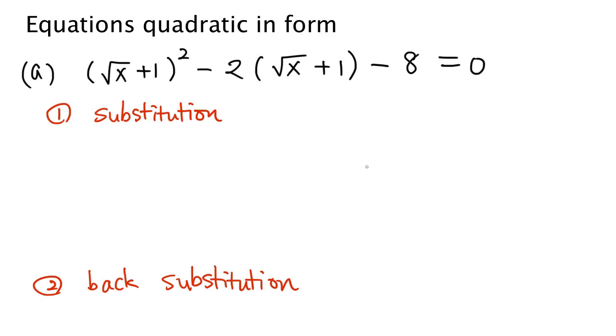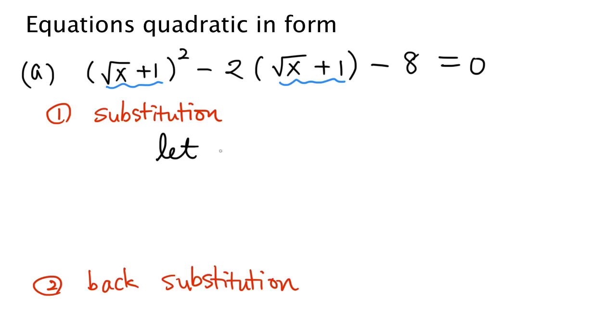In this video, I'm going to show you how to use the substitution method to solve some types of equations. The basic idea is that if you see some parts of the equation repeating, in this example, square root of x plus 1 is repeating, as you can see, then you can substitute that repeating part by some other variable. And if you do that, you can simplify the equation and you can solve it.